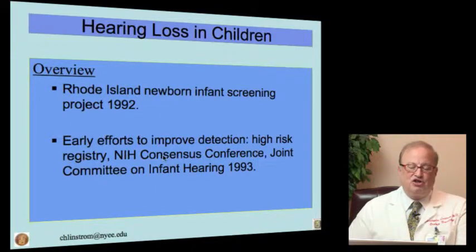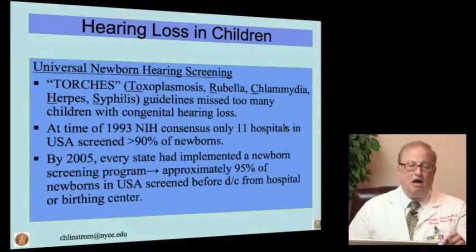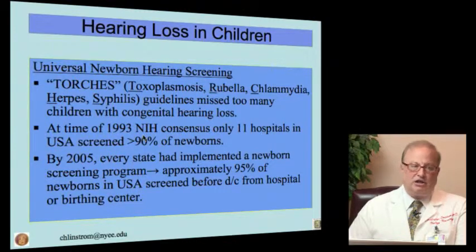Based upon their results, it was taken to the NIH, and a consensus conference in 1993 recommended that this be the guideline for all 50 states, because relying on the TORCHES category, toxoplasmosis, rubella, chlamydia, herpes, syphilis, when there was a history of TORCHES, actually missed a lot of children, in fact, too many children. So by the time of the 1993 NIH consensus, only 11 hospitals were screening over 90% of newborns.